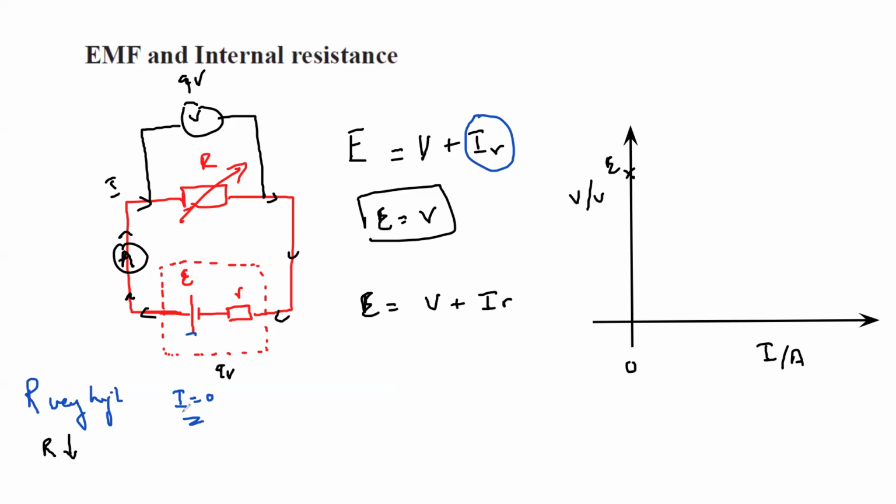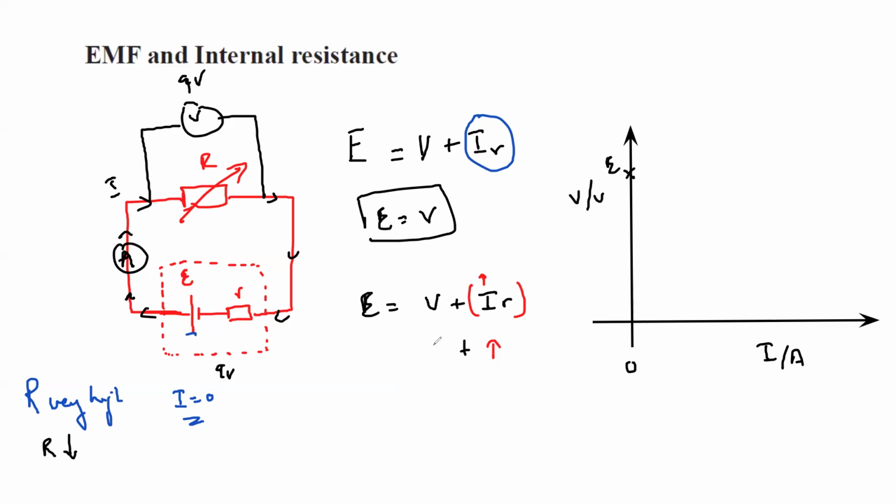So when the current is 0, the EMF will be equal to the external voltage. Now what happens as we gradually reduce the resistance? The current starts to flow. As the current starts to flow, the current will increase. If the current increases, this factor will increase. If this factor increases, like IR will increase.